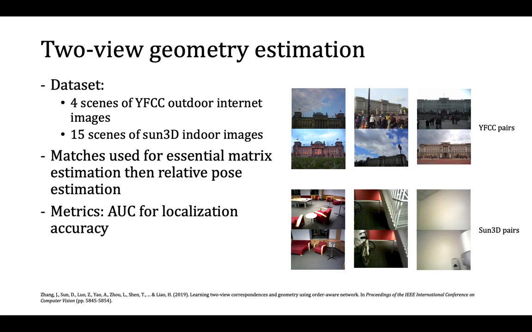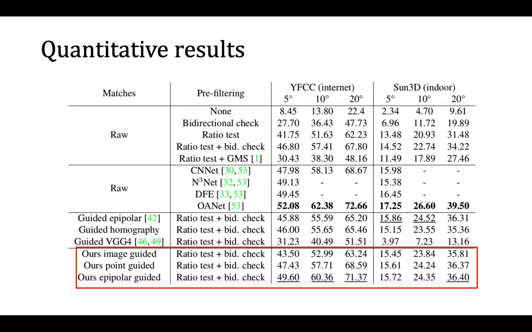We also evaluate the matches for two-view geometry estimation. We choose the same setup as OANet. We evaluate on two datasets, a subset of YFCC, Internet Collected Outdoor Images, and a subset of Sun3D, indoor images. The matches are used for essential matrix estimation, then it is decomposed into a relative pose. The metrics are localization precision at several thresholds. The results are reported here. First, we note again that epipolar supervision leads to the best results.